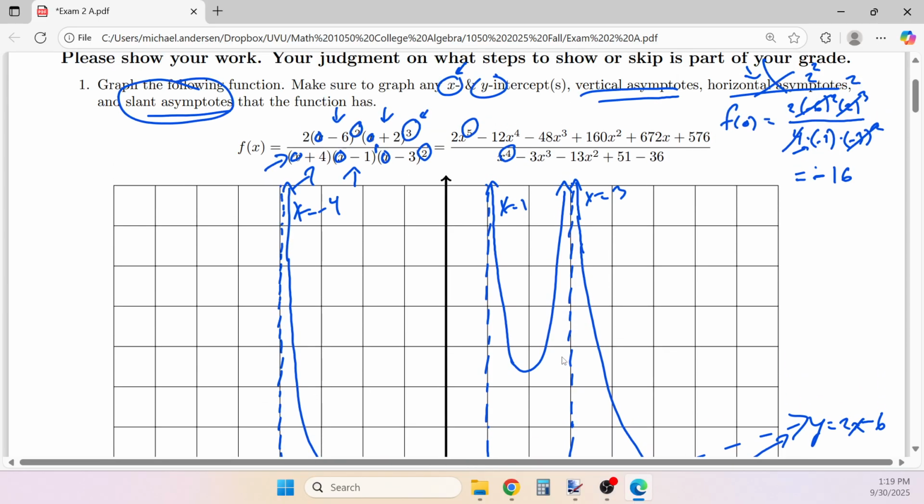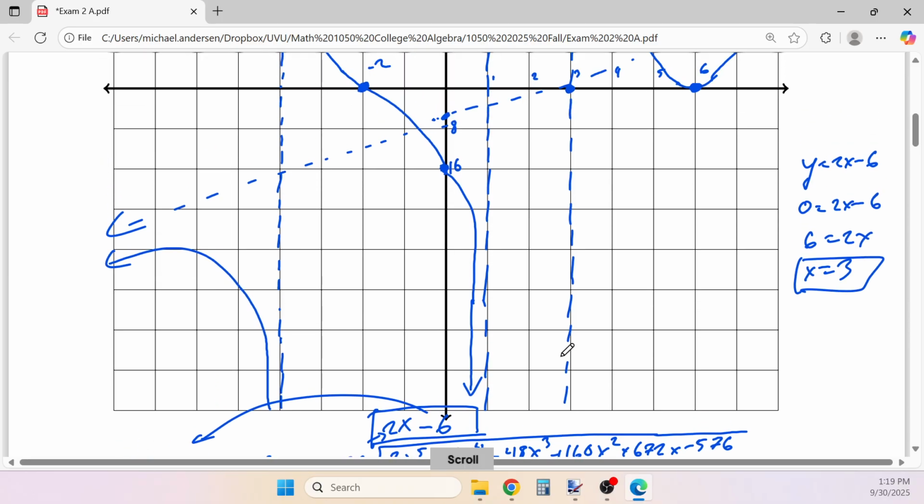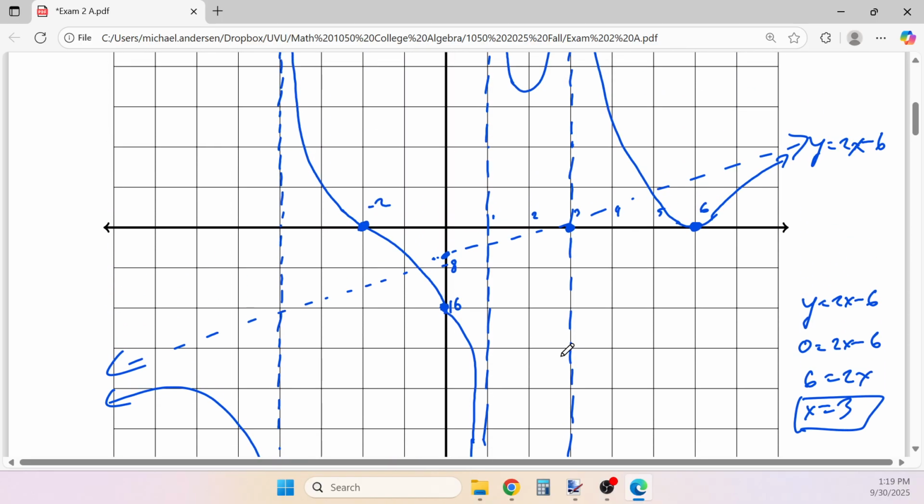This factor corresponds to the asymptote. It has a degree 1, which is odd, so we switch signs and come up from infinity, and we bend along the slant asymptote. That's one of the questions.